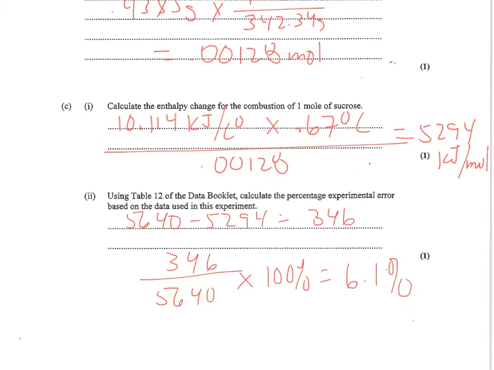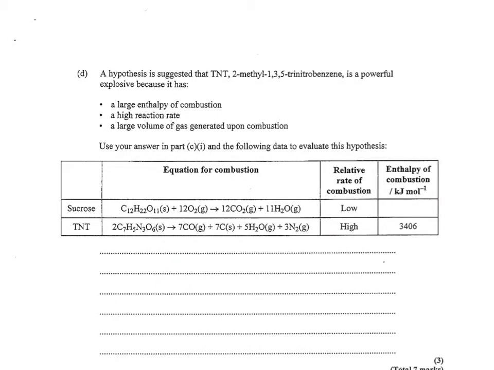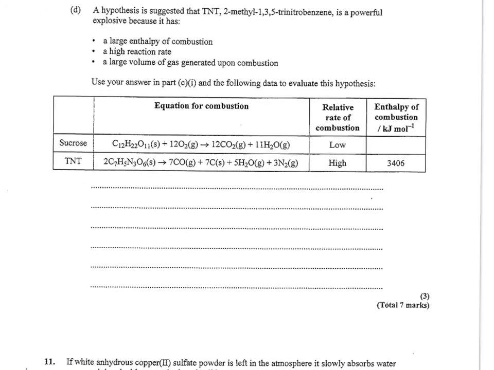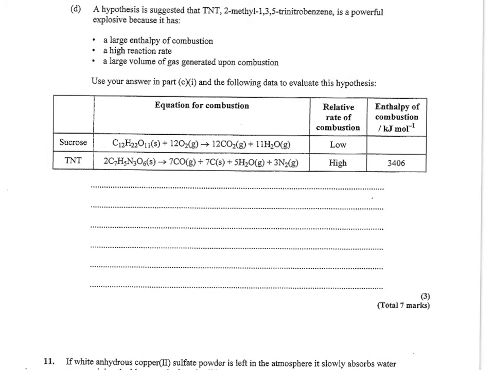And then part D, it wasn't very difficult if you hadn't given up completely by then. It says a hypothesis is suggested that TNT is a powerful explosive because it has a large enthalpy of combustion, a high reaction rate, and a large volume of gas generated upon combustion. Use your answer in part C1 and the following data to evaluate this hypothesis. And it's worth 3 marks, so basically you have to address each question. And what they're showing you here is the equation for sucrose and TNT along with the reaction rate and the enthalpy of combustion.